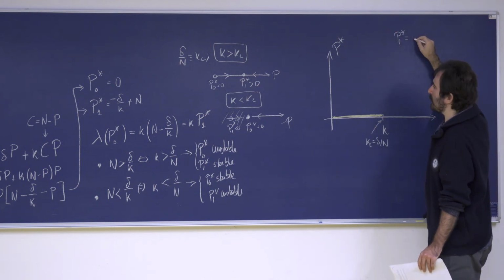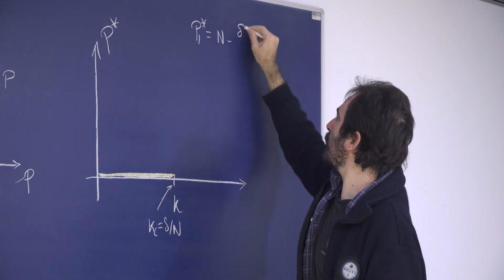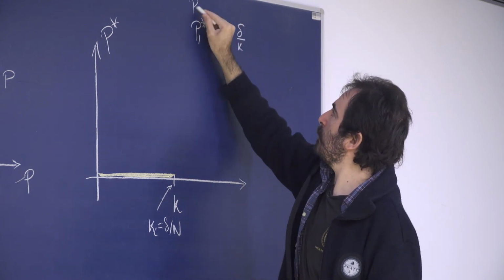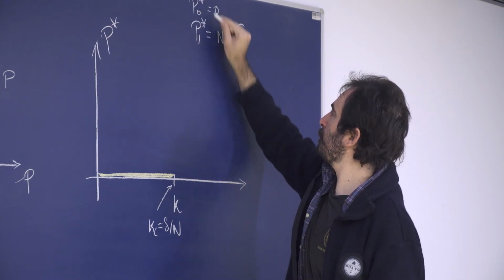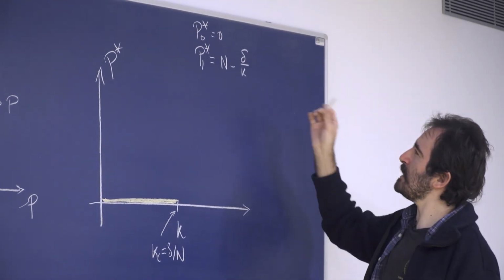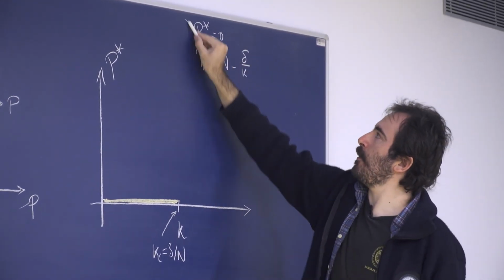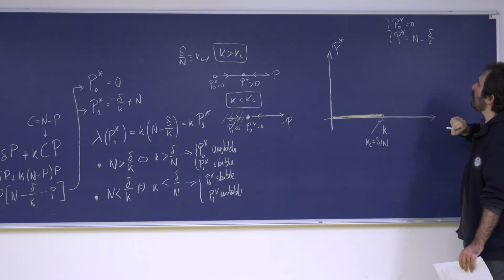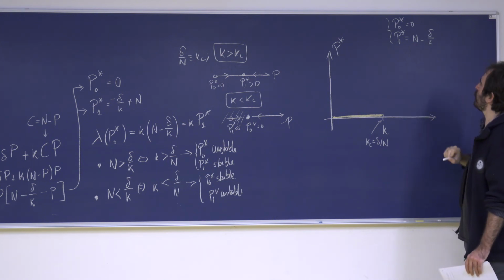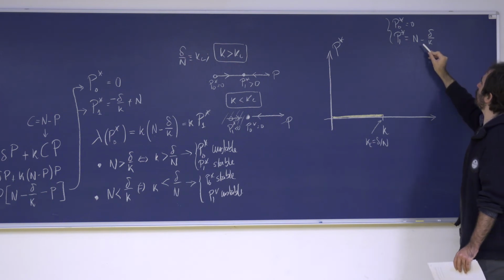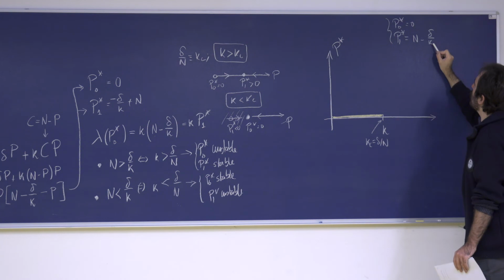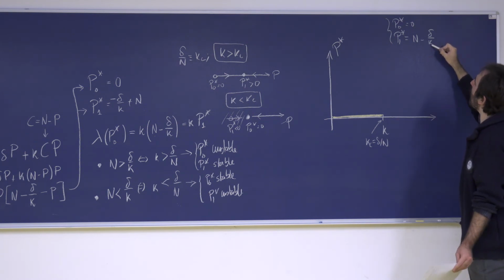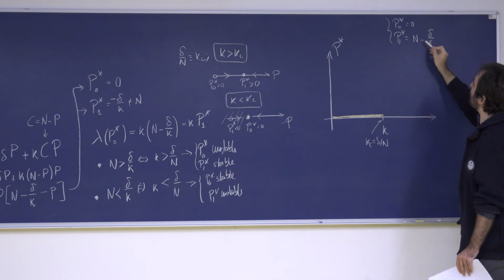P sub 1 is n minus delta over k, and if you want, p sub 0 is simply 0. All right? Notice, what's the functional form of p sub 1? We know that in this region, p sub 1 is going to be the single stable fixed point of the system. But in terms of k as a variable, this is an inverse of 1 over k. Therefore, it's like a hyperbola, but it carries a minus sign.